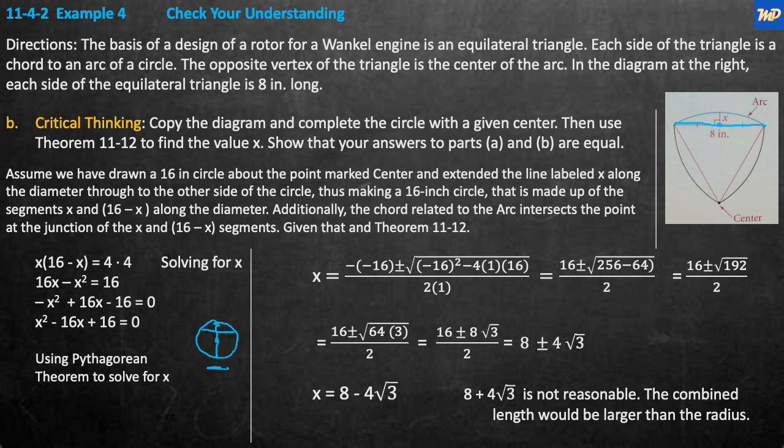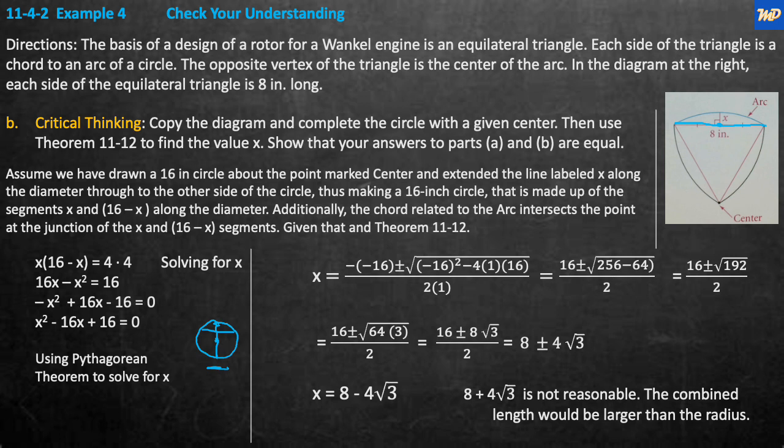Okay, so additionally, the chord related to the arc intersects the point at the junction of x and 16 minus x. That's that diameter down there we were talking about. Okay, given that and theorem 11-12, let's solve for x. So now we're going to solve for x.